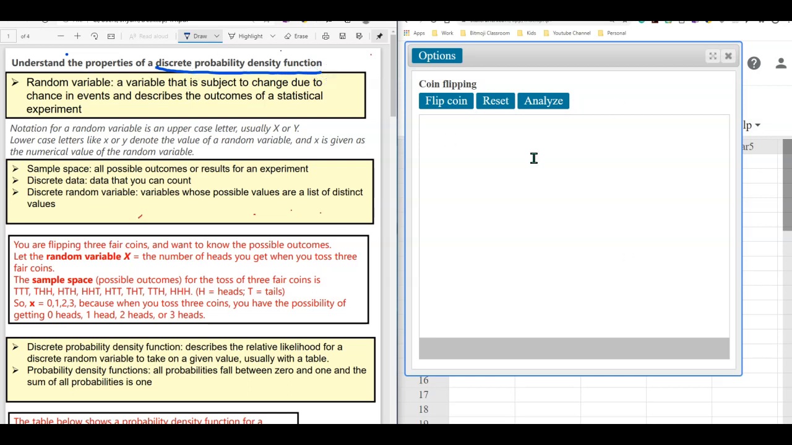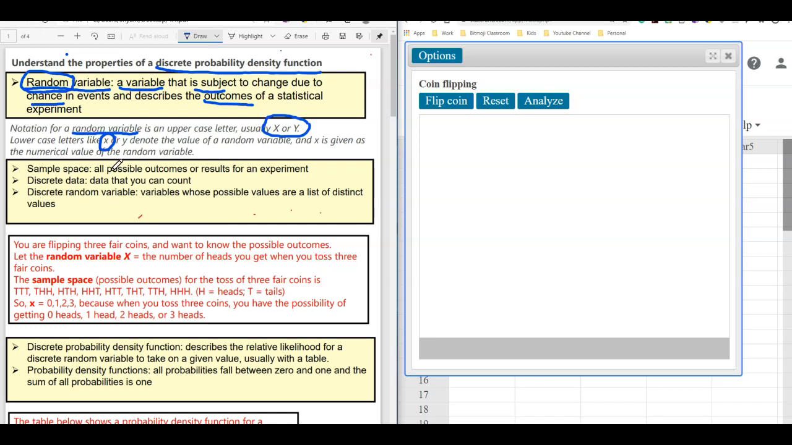But before we do that, we have to make ourselves familiar with what is meant by a random variable. A random variable, like the word itself describes, is random, a variable that is subject to change due to a chance in the event and describes the outcome or the results of a statistical experiment. We're going to talk about in detail what this means, but you have to know how to write a random variable. You usually represent that with a capital letter, which is X or Y, but the lowercase represents the value of the random variable.